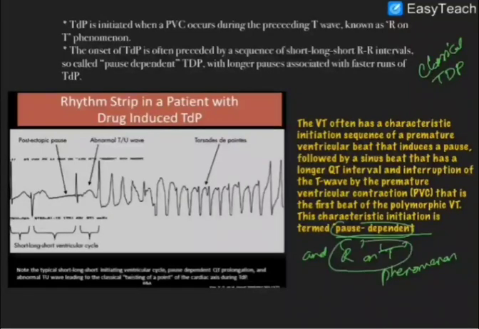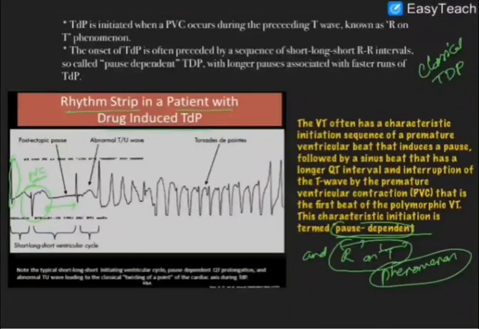What do pause dependency and the R on T phenomenon mean? Have a look at this image. This image is the rhythm strip of a patient with drug-induced TdP. Here, after a normal QRS complex, we learned that due to prolonged QT interval and due to early afterdepolarizations, there is a development of ectopic beats called PVCs. After a normal QRS complex, due to that phenomenon of EADs, a PVC has developed.